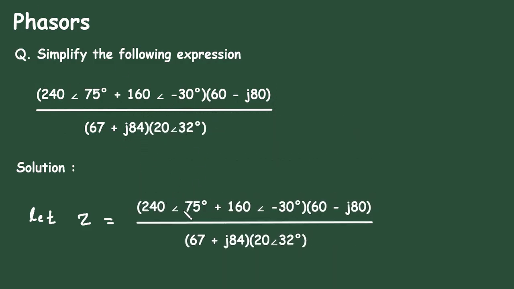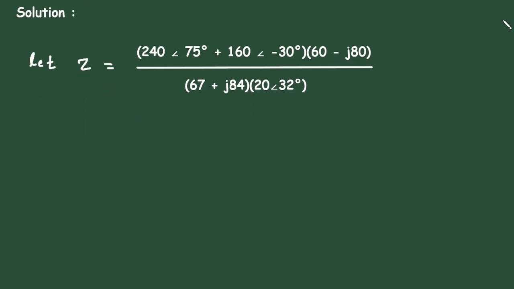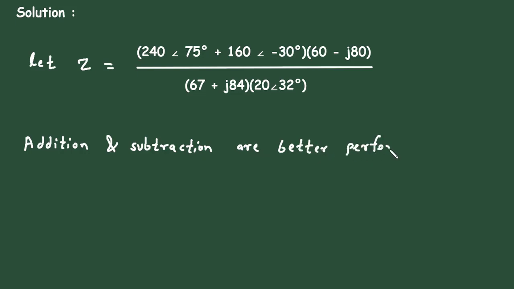Now first of all, we have to perform addition here, and these are given in polar form, and we know that addition and subtraction are better performed in rectangular form. So here we can write: addition and subtraction are better performed in rectangular form. So here we have to convert this polar form to rectangular form.